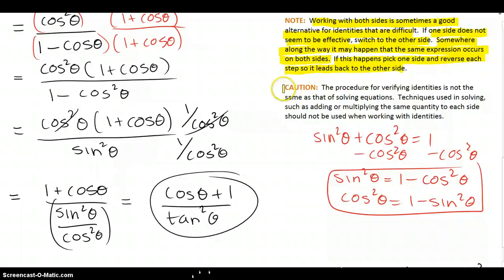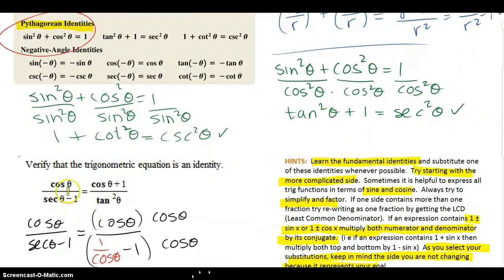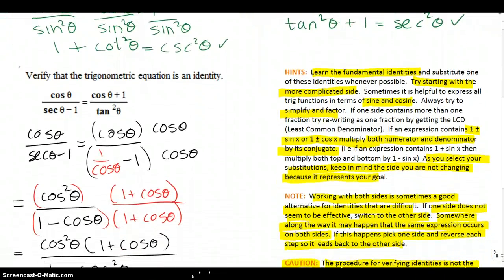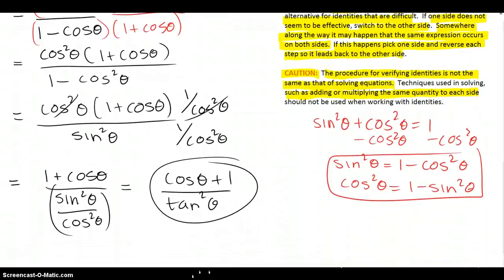Last thing to talk about is a caution. The procedure for verifying identities is not the same as that of solving equations. If you notice, I did not add or subtract the same quantity from each side. So you can't multiply both sides here or cross multiply or multiply both sides by the same quantity. Because yes, they are equal and you will get them to be equal. But when we verify identities, you want to start with one side, just like I did. I started with the left. Use your identities, substitute, do all kinds of algebraic tricks until you get to the right side. Hope that helps.